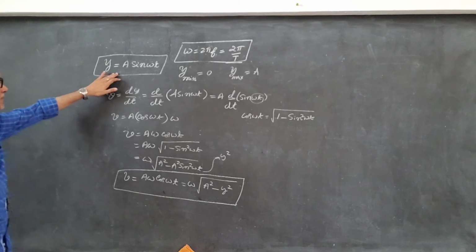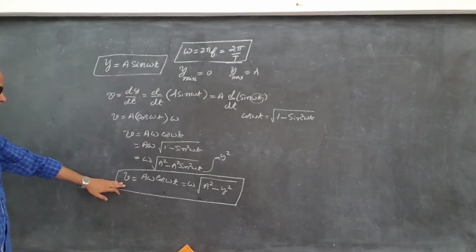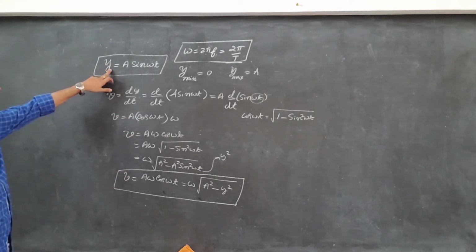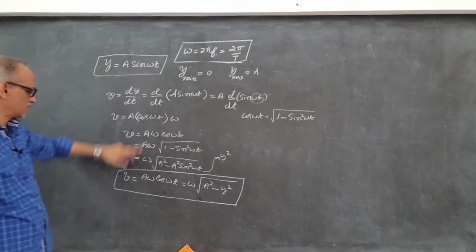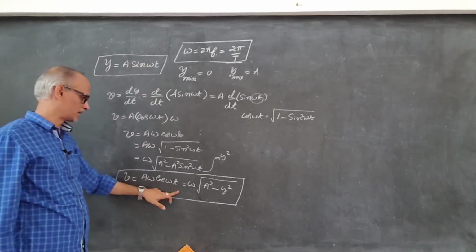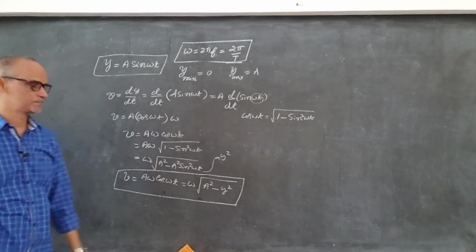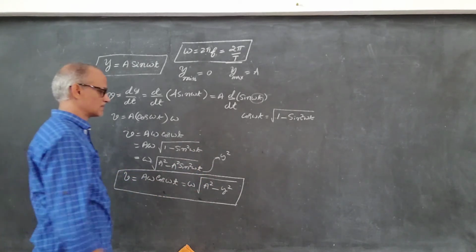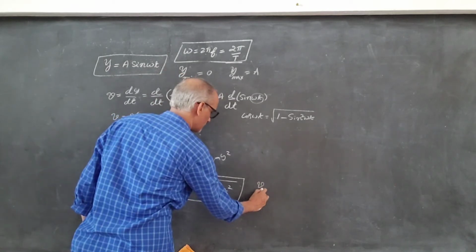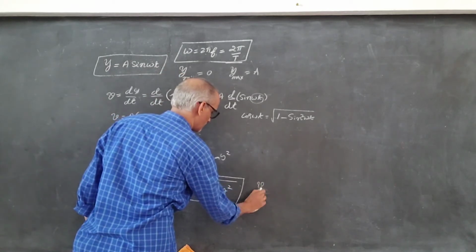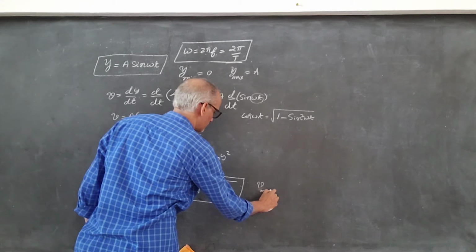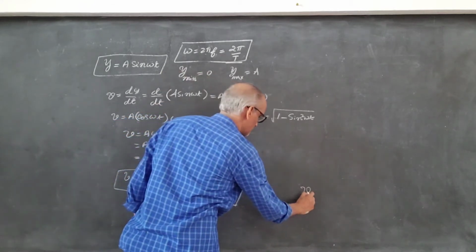There is the equation for displacement, there is the equation for velocity. So displacement is y is equal to a sin omega t, whereas velocity is a omega cos omega t or omega into root of a square minus y square. So here we can find what is the minimum and maximum value.